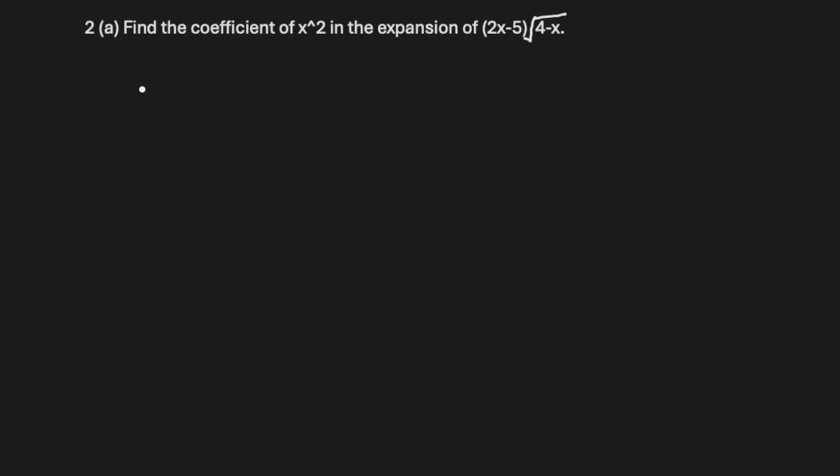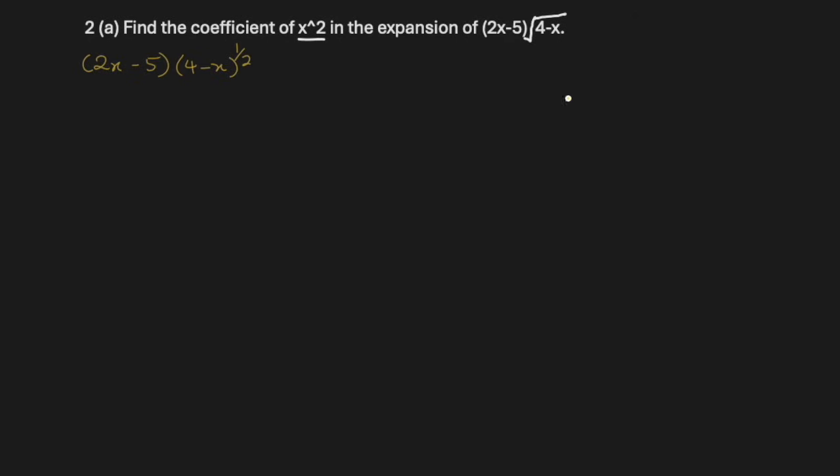Question number 2. Find the coefficient of x square in the expansion of this one. So let me write it properly. 2x minus 5 is the first factor, and then we have square root of 4 minus x. We can write this as 4 minus x to the power half, positive half.